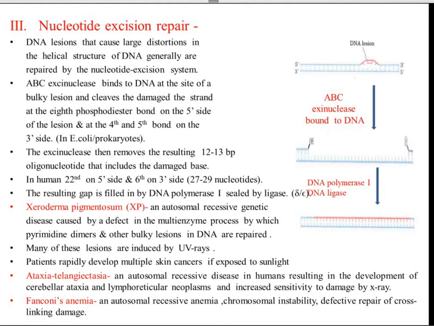In eukaryotes, in the case of higher organisms, there is a difference. In human beings, the cleavage portion will be the 22nd nucleotide on the 5' side and the 6th or 5th one on the 3' side. So a chunk of around 27 to 29 nucleotides, which will of course include the lesion, this DNA lesion, will be cleaved off. Fine.